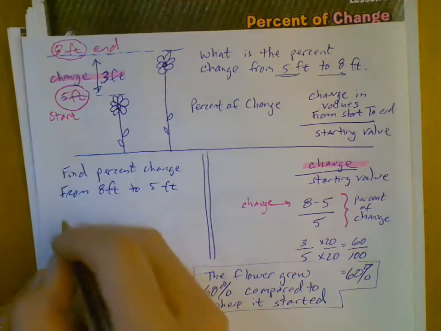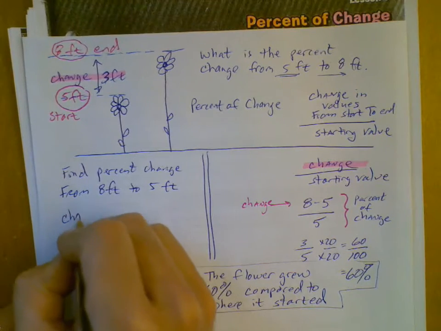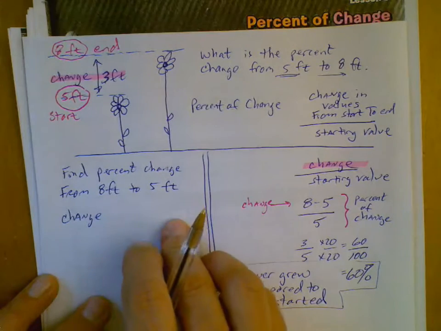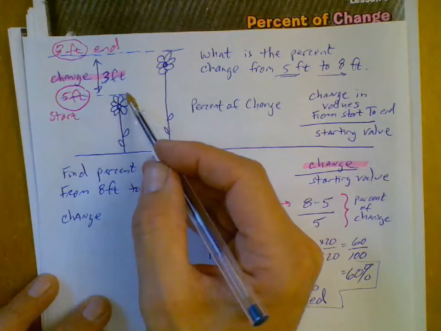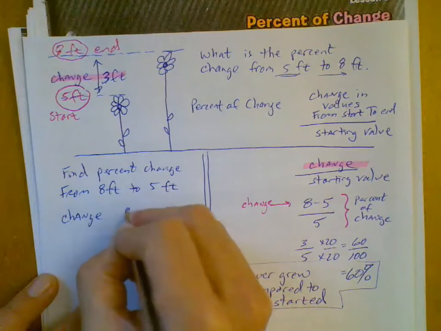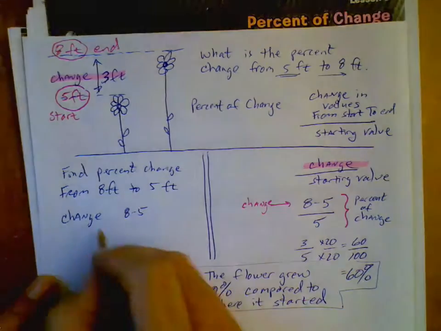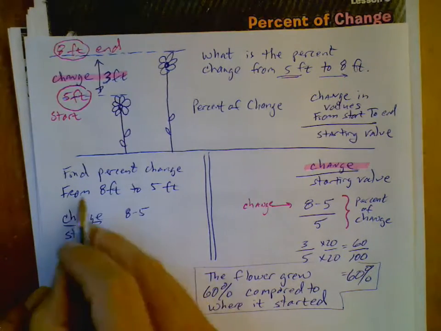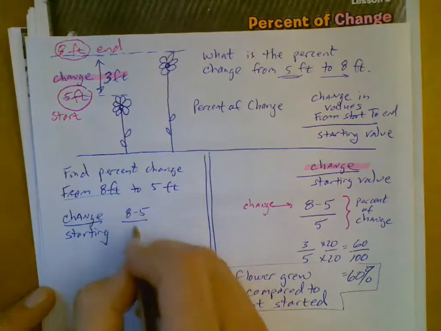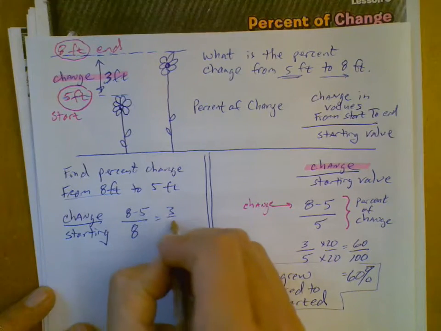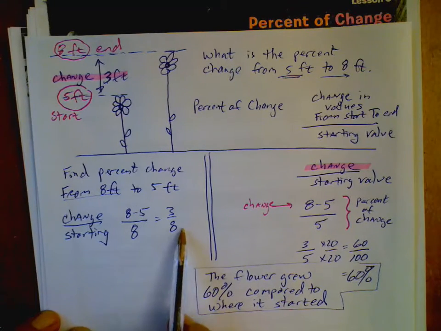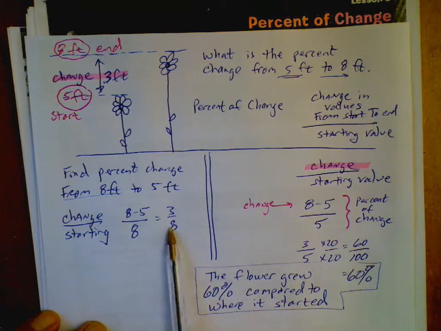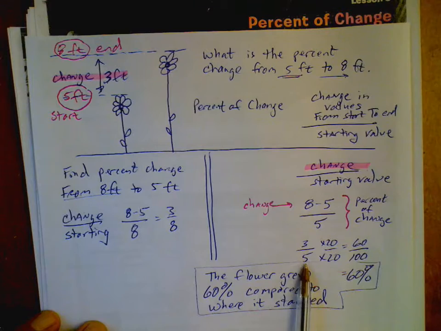Well, the change itself is going to be the same. It's still going to be 3 feet, but it's going to be a decrease this time, isn't it? I'm just going to write the change over the starting amount. In this case, we're starting from 8 feet, so we would have 3 over 8. I will leave it to the viewer to figure out the percentage here. But we can see that 3 over 8 is definitely going to be different than 3 over 5.